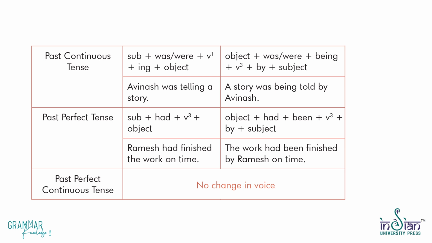Past continuous tense. Subject plus was, were plus V1 plus ing plus object. Avinash was telling a story. Object plus was, were plus being plus V3 plus by plus subject. A story was being told by Avinash.